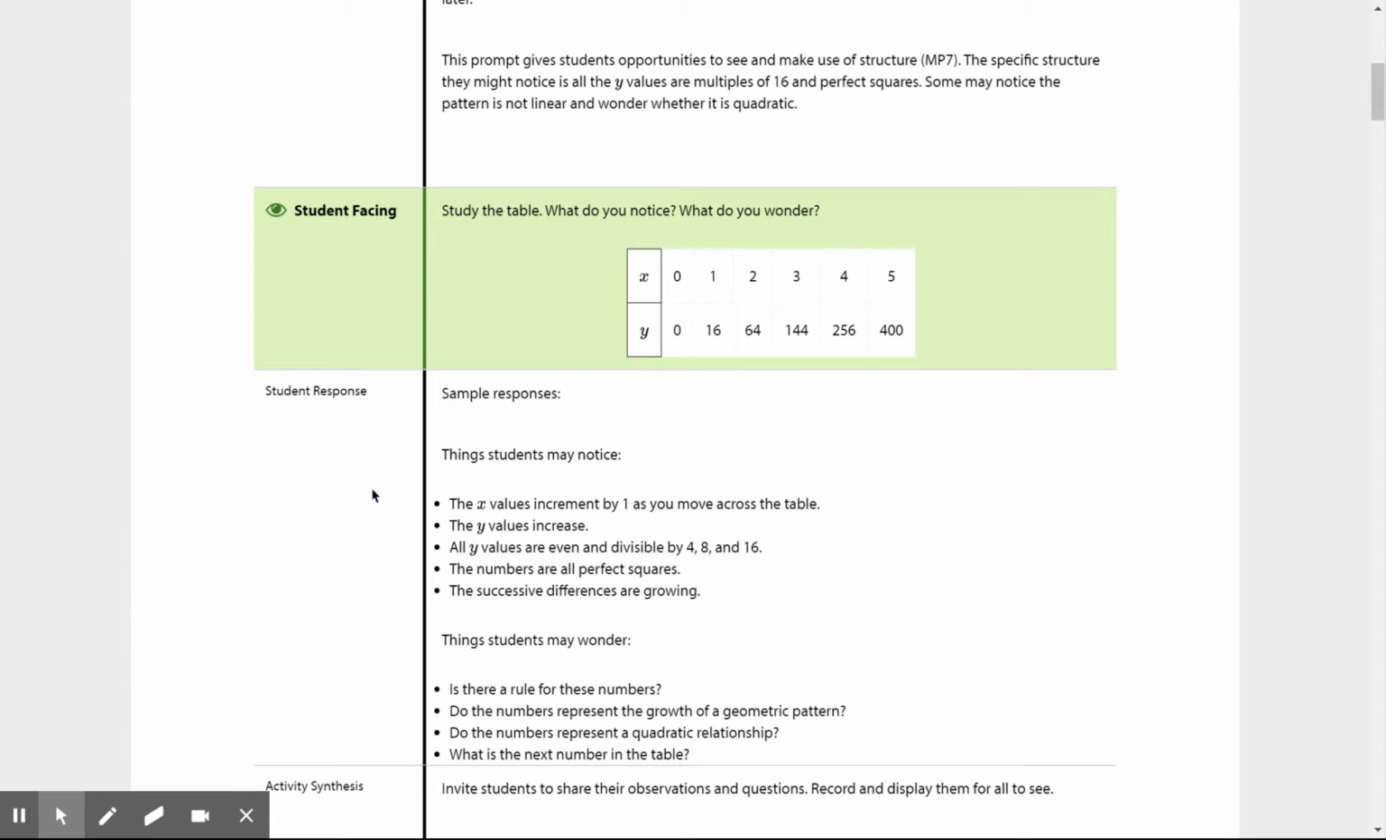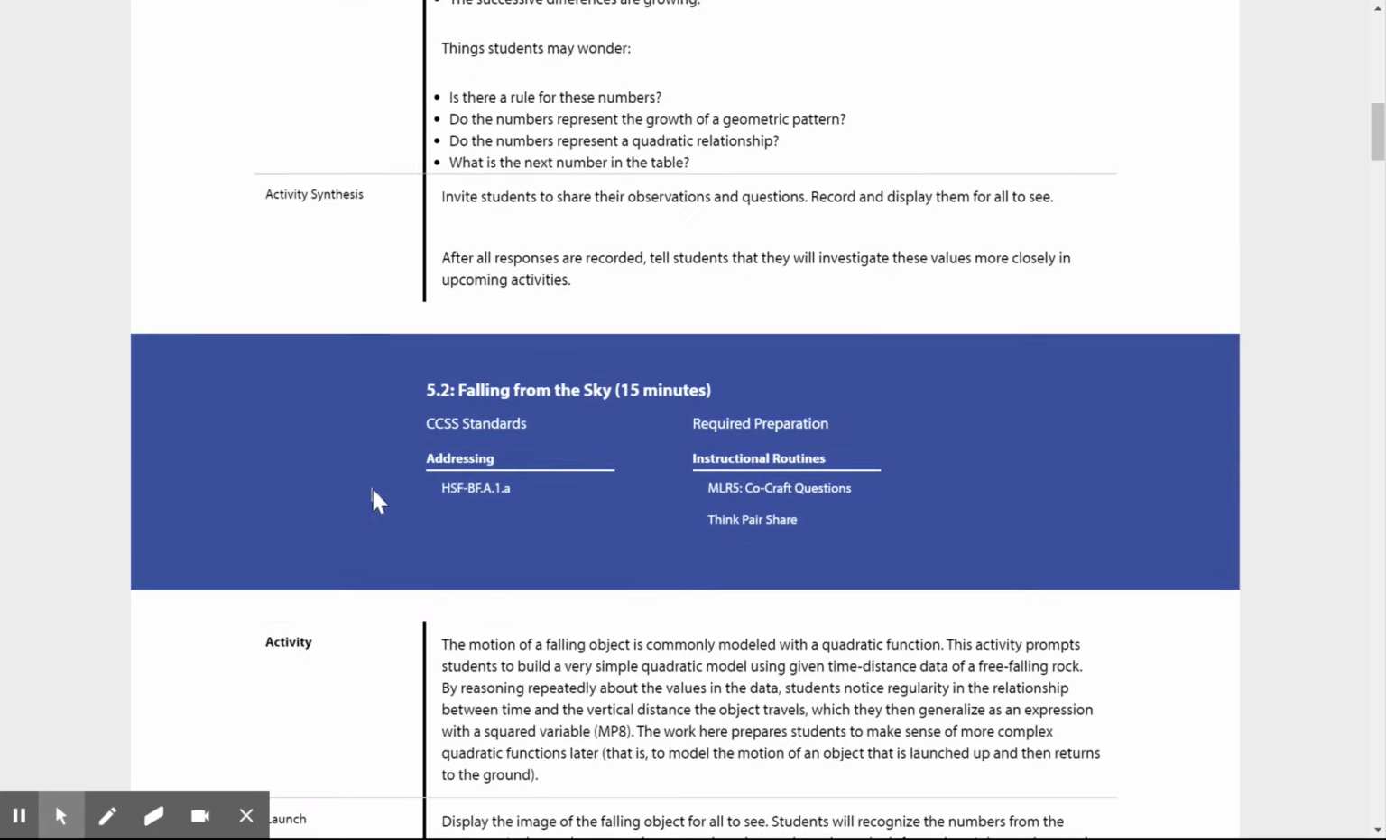Do the numbers represent the growth of a geometric pattern? Do the numbers represent a quadratic relationship? And what is the next number in the table? Those are some things you may wonder.